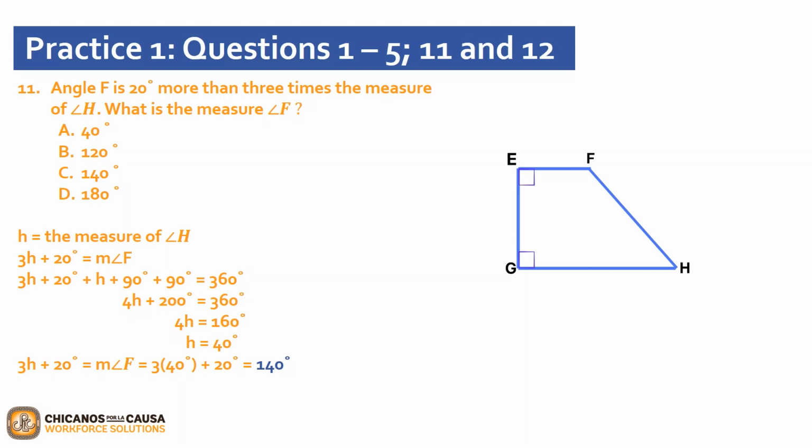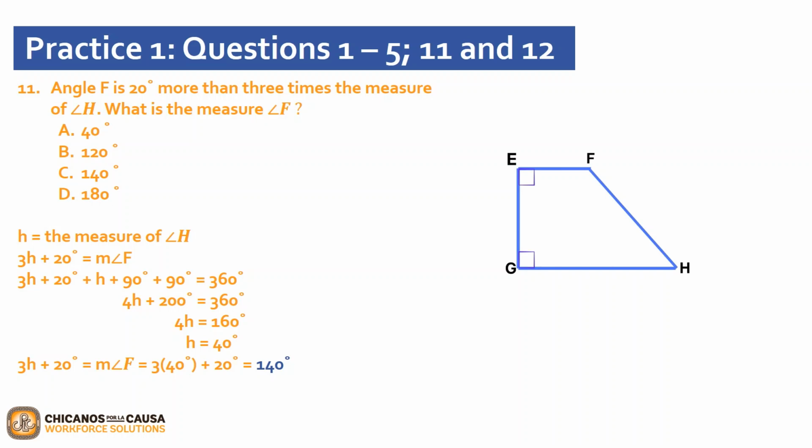Now, after this, we're going to solve it, or calculate it. Remember, we're going to start off by adding like terms. When we add like terms, we have 4H plus 200 degrees, which equals 360 degrees. In this case, we want to isolate the H, because that's going to be the measurement of angle H, and we need that in order to find out the measurement of angle F.